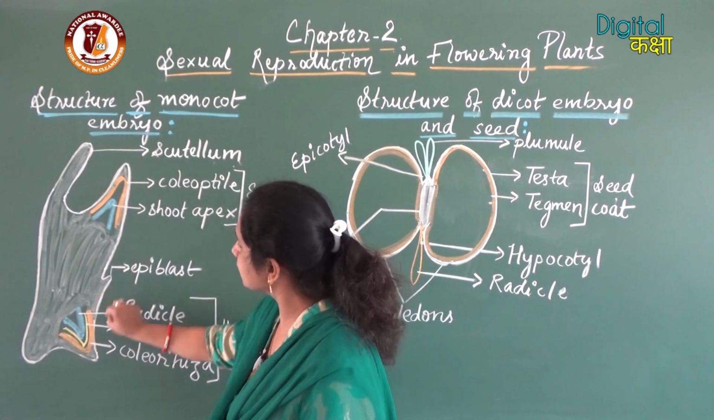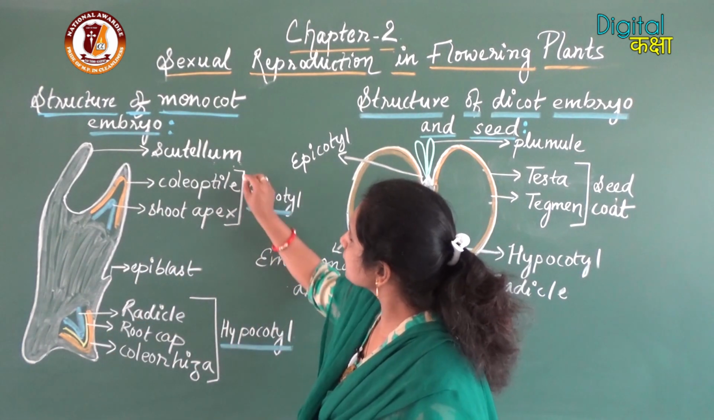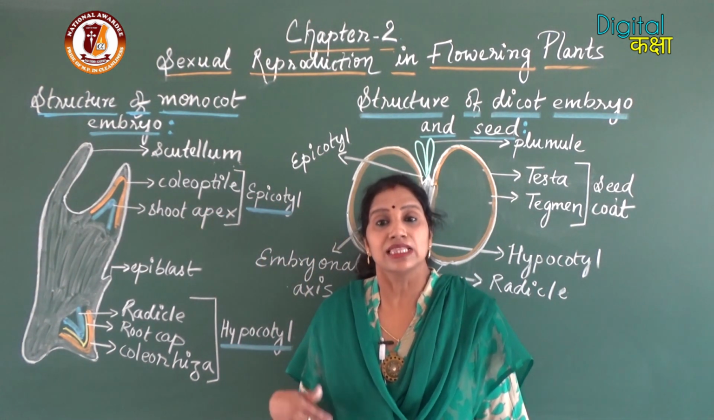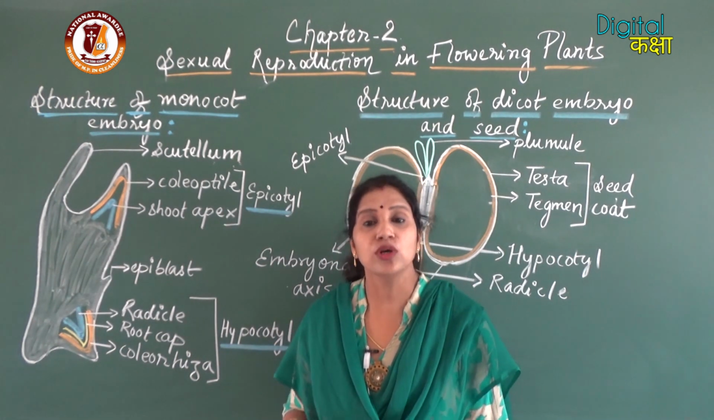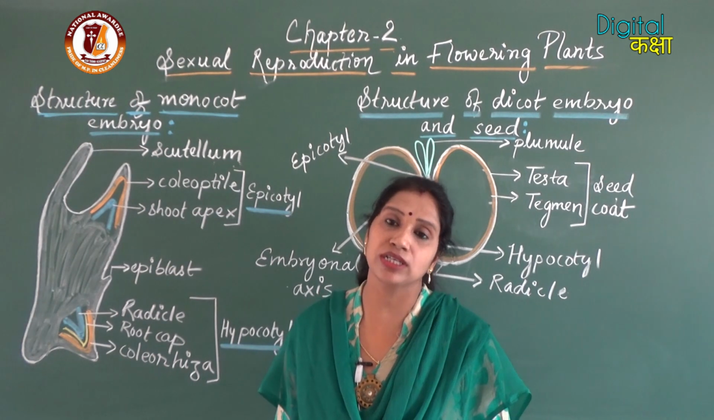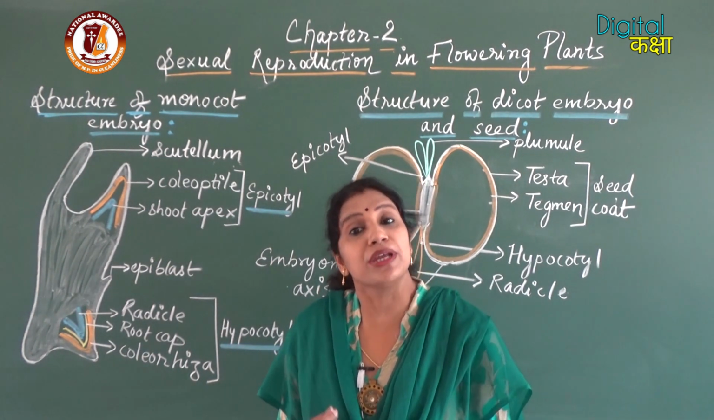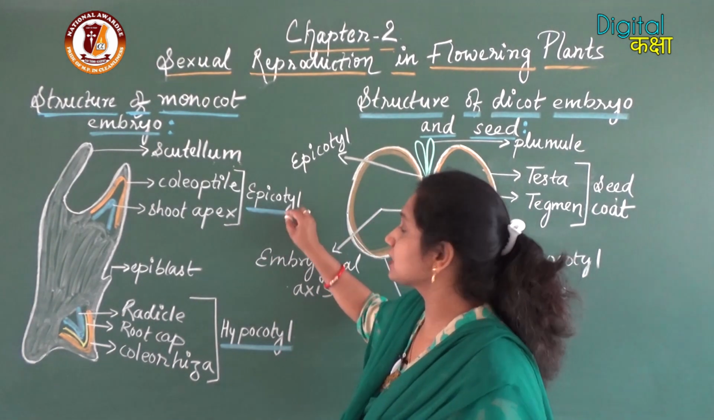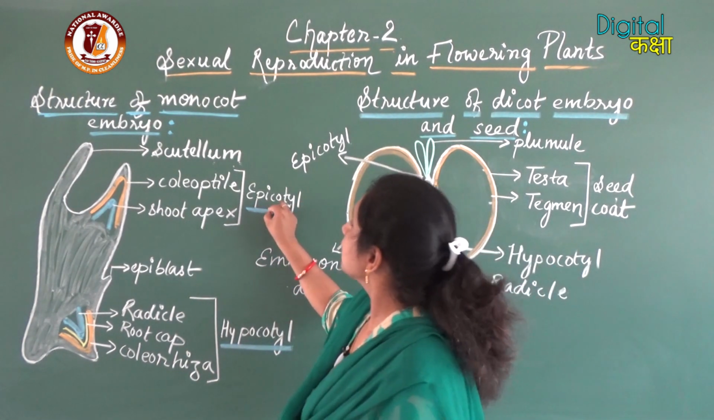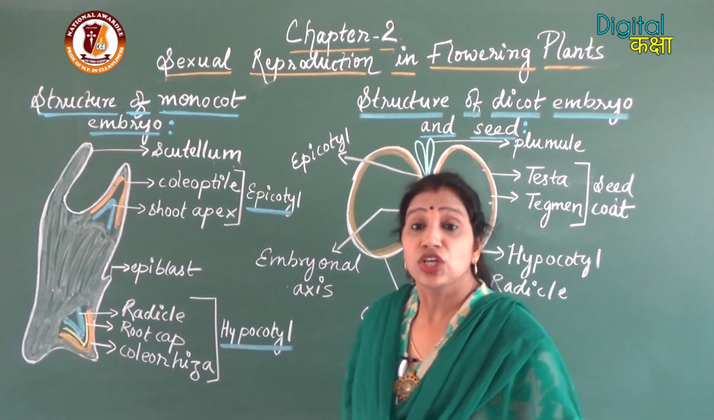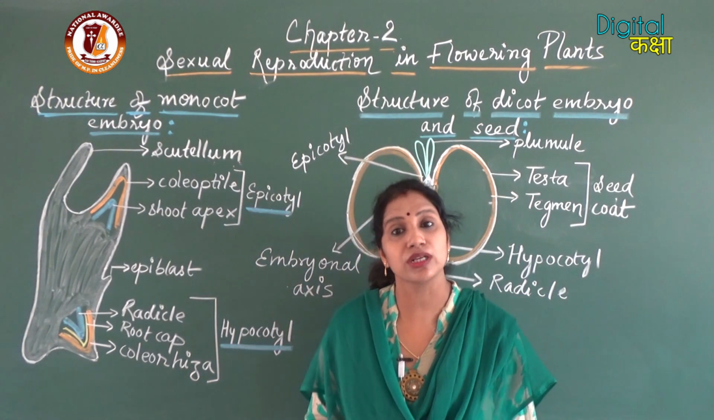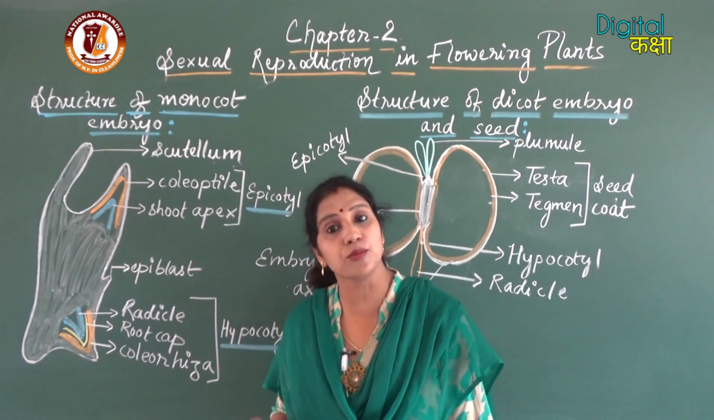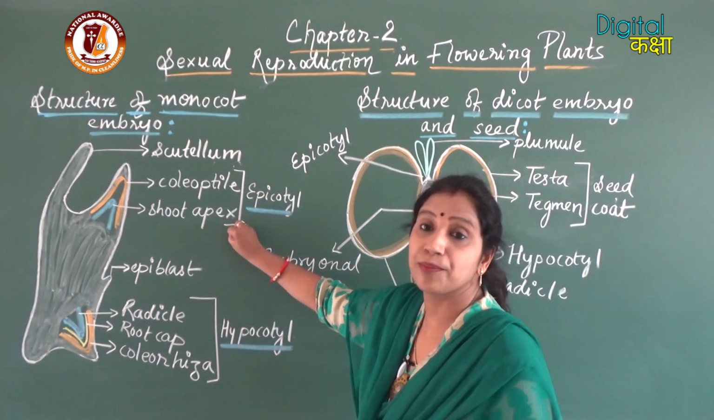Now here you can see this entire structure. This part is called the epicotyl. Epicotyl means the part which emerges above the cotyledon, and the part which emerges below the cotyledon is called hypocotyl. So here you can see that epicotyl is there, and epicotyl has the shoot apex. Shoot apex simply means the plumule, the part which is going to form the shoot of the monocot plant. So that is the shoot apex or the plumule.